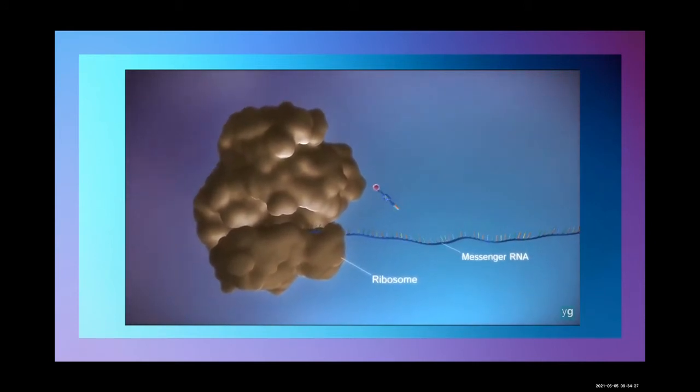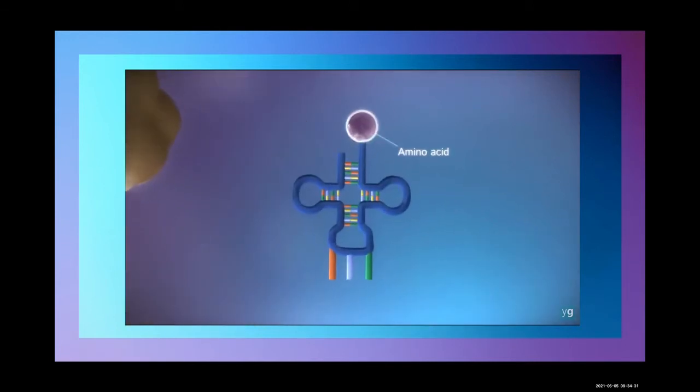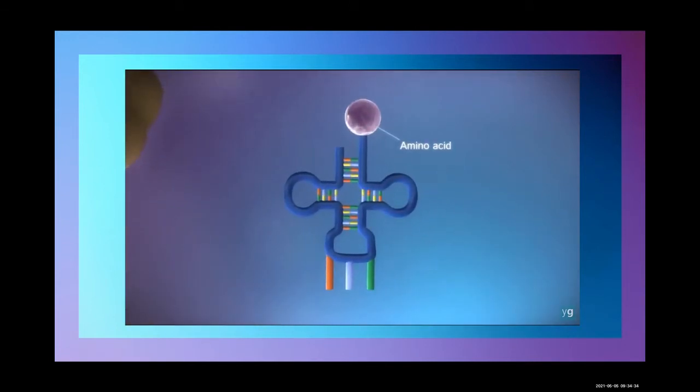The ribosome reads the code in the messenger RNA to produce a chain made up of amino acids. There are 20 different types of amino acid. Transfer RNA molecules carry the amino acids to the ribosome.